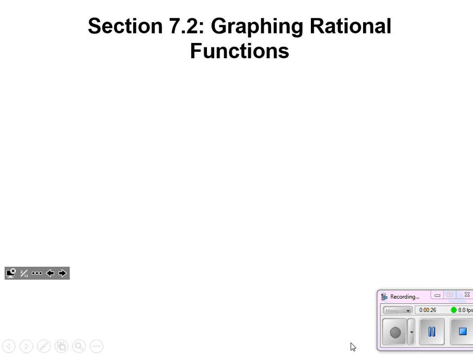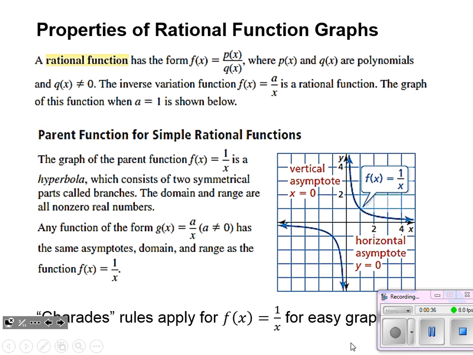So we're going to take some time, make sure we understand the process of graphing these, and then we're going to move through it right away. I think you're going to latch onto it pretty quickly. All right, so let's take a look.